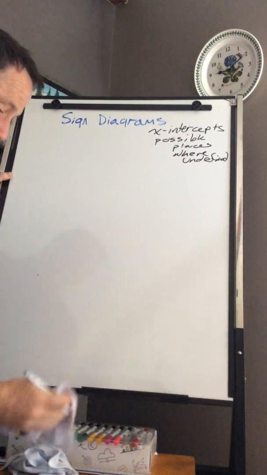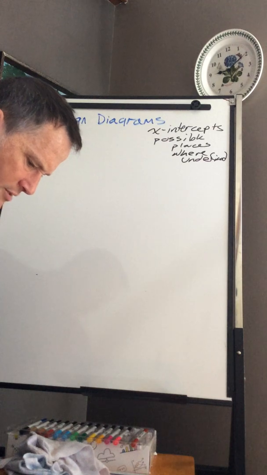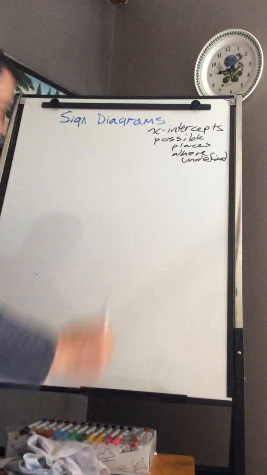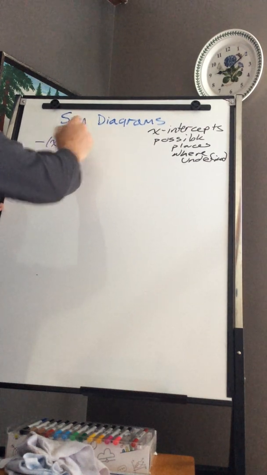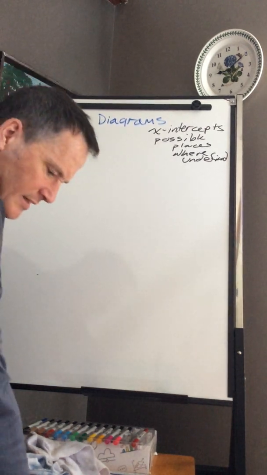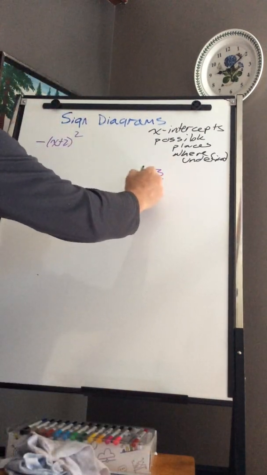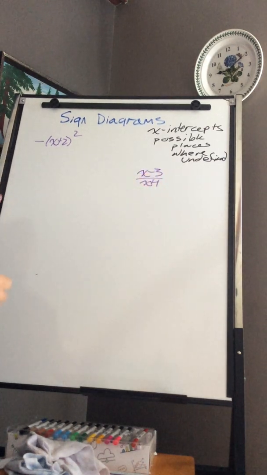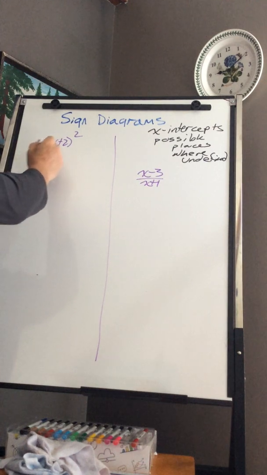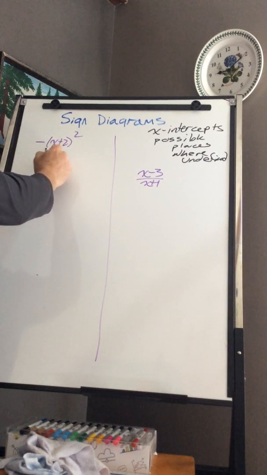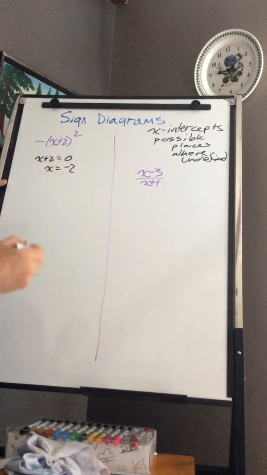Alright, so we've got 2 more examples for this. Actually, there's a lot more than 2. So we have negative (x plus 2) squared. And what's the other one? (x minus 3) over (x plus 1). So, for this one, I only have to do x plus 2 equals 0, x equals negative 2. It's my only critical point.